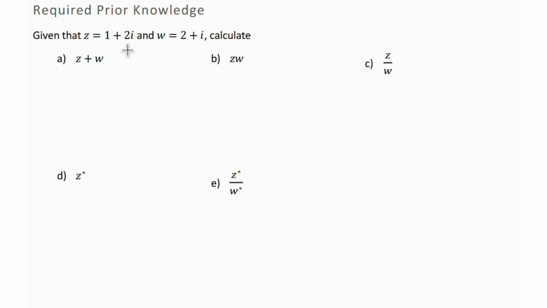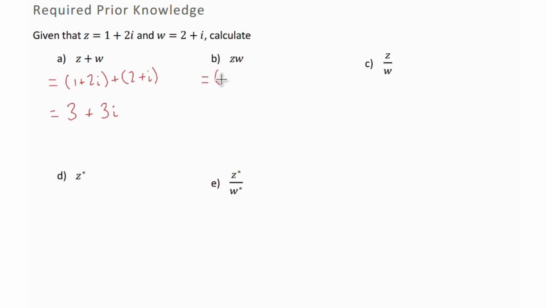Given that z is 1 plus 2i and w is 2 plus i, we need to calculate each of these. So first of all, z plus w is 1 plus 2i plus 2 plus i, and collecting the real parts we get 3, collecting the imaginary parts we get plus 3i.